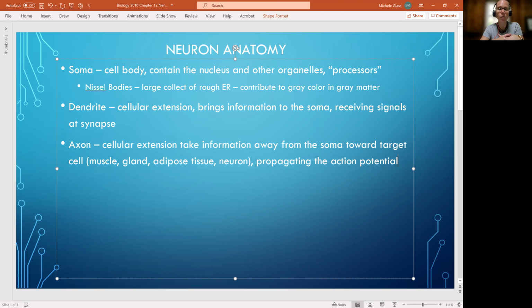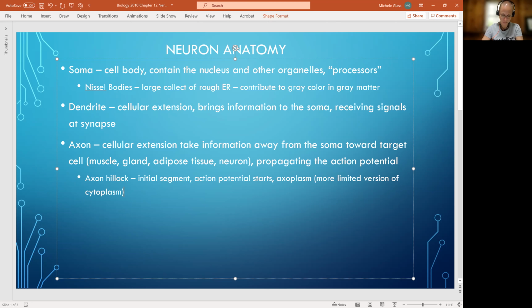We used this term propagate before in chapter 10. We talked about it as sort of like that signal traveling, if you wanted to think about it in that sense. Now the axon has several special regions. So we have what's called the axon hillock. This is the initial segment. This is where the action potential starts. This is also where we start to see axoplasm, which is a more limited version of cytoplasm. So once we get to the axon hillock and then the rest of the axon, we're going to talk about the cytoplasm as axoplasm.